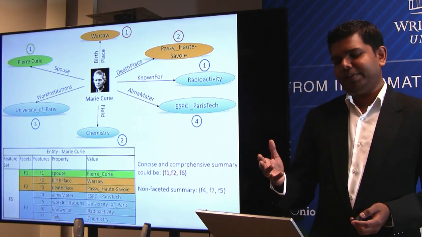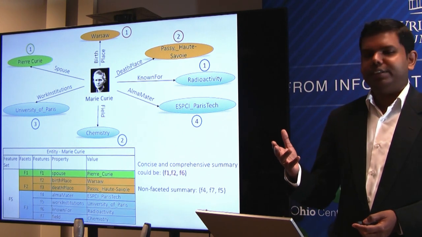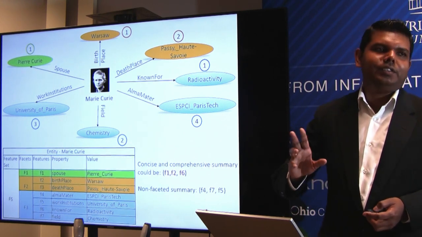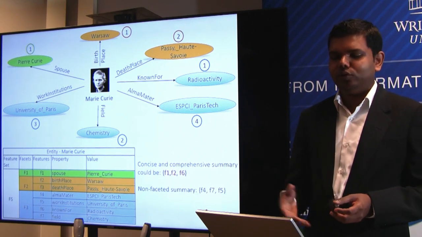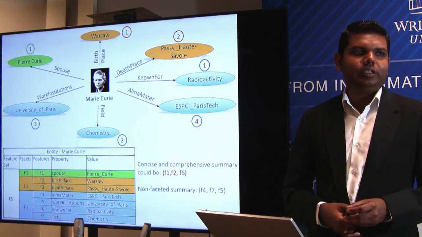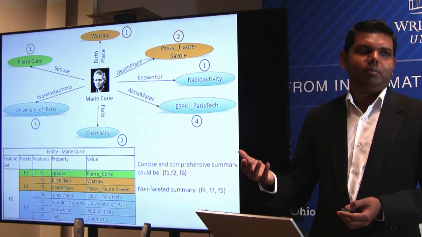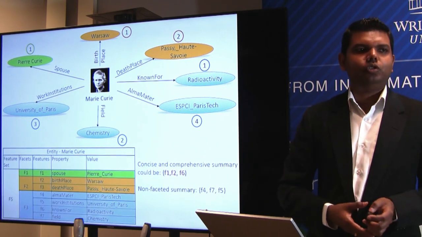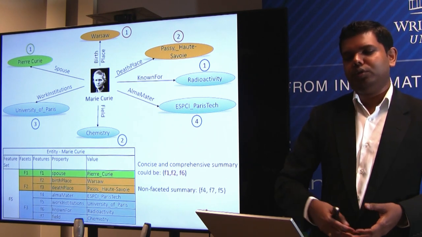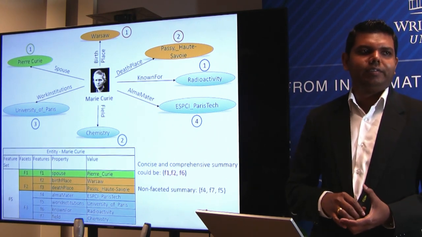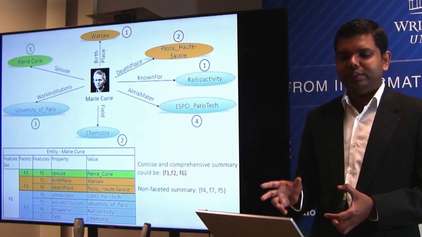Yeah, you mean the number of features to represent? I haven't seen specific studies saying this is the relevant number, but it's also application specific. So let's say web search, it may be different, or let's say you use the entity summaries for entity linking. If specific users like to see more, we can always give them more. But I haven't seen specifically this is the right number.